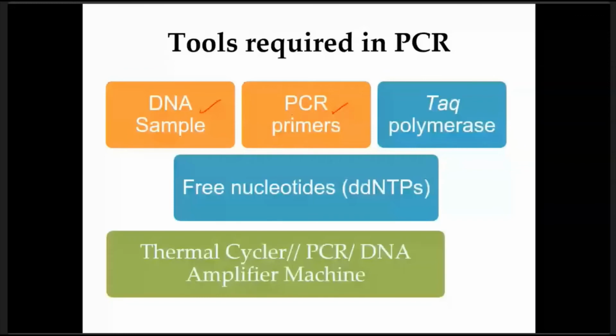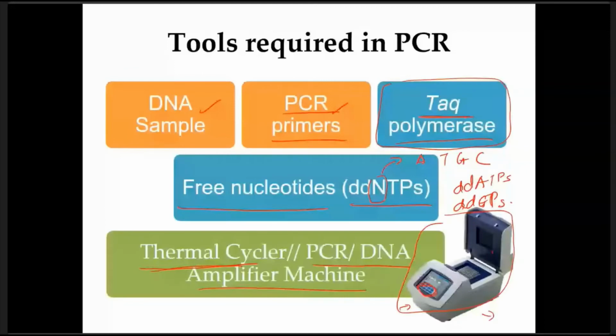So this is what the machine looks like. It is not big, about the size of a printer. You have the buttons here for you to do your setting: how long to run, how many cycles to run, and what temperature the reaction requires. You can set all of that in this machine: temperature, cycles, duration.